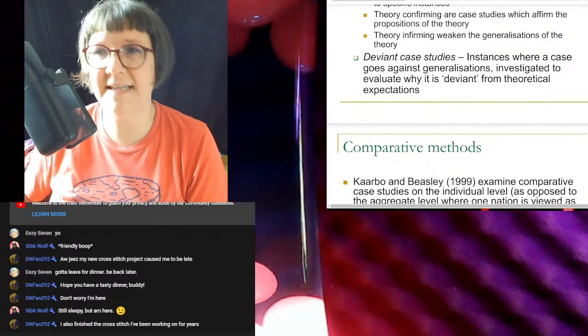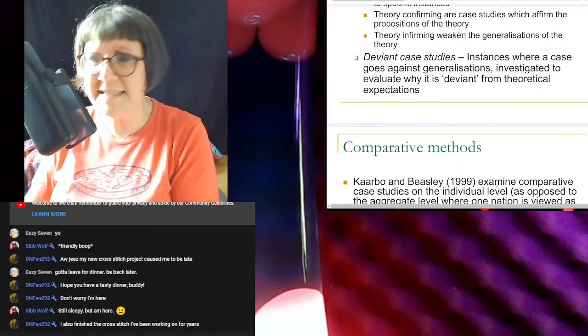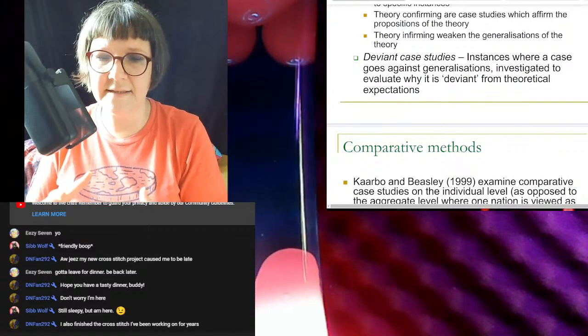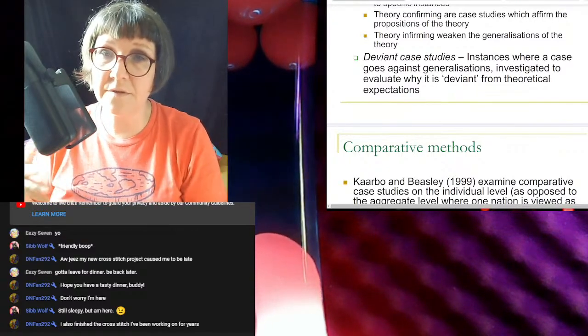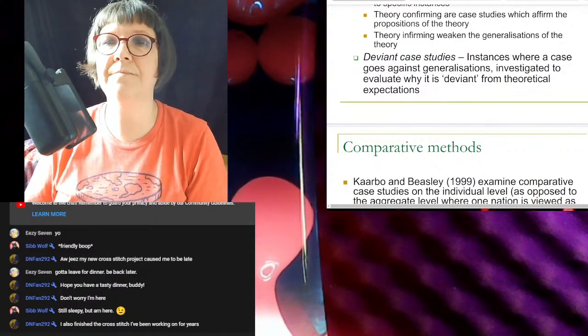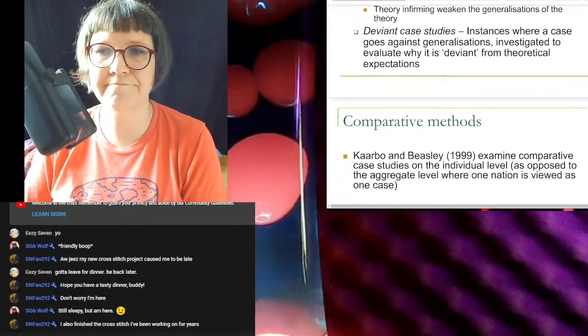And finally, deviant case studies. This is a case that goes against the generalizations. It deviates from the theoretical expectations, and you want to isolate, ideally, the causal structures and explanations that allow you to understand how this deviant case ended up being as deviant as it is.